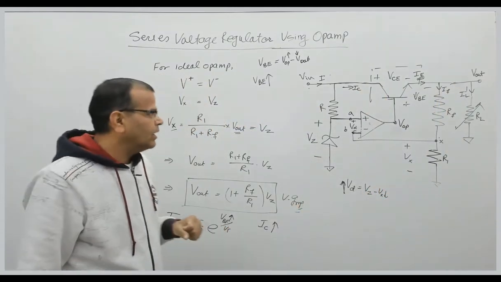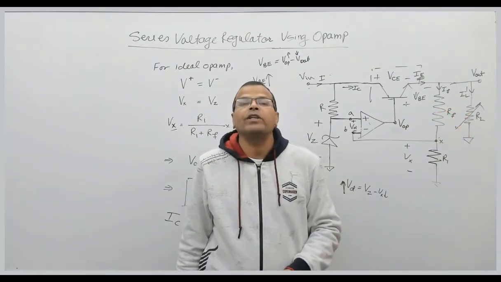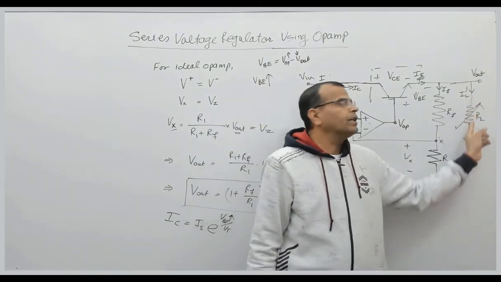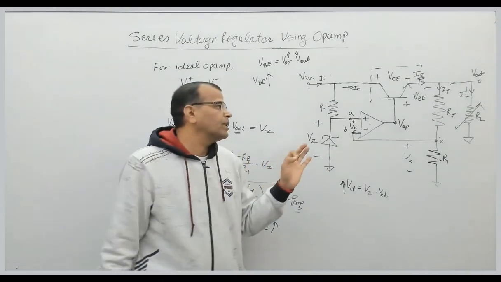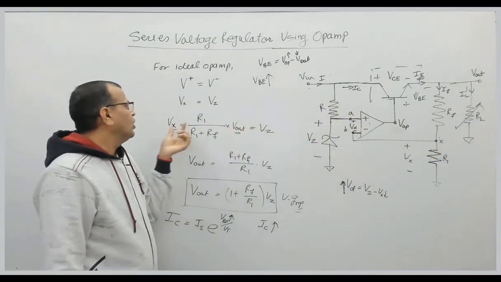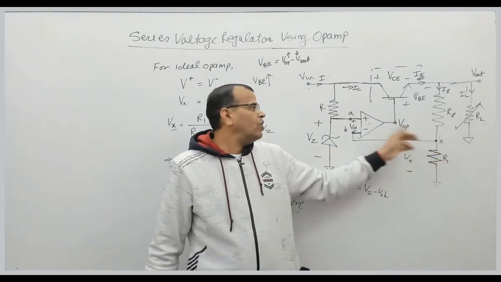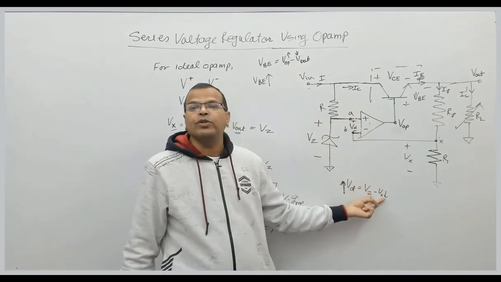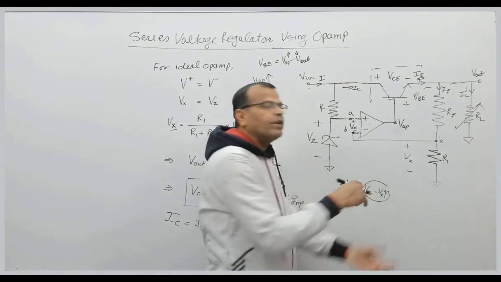Take another case. Suppose your load voltage is increased. How can it increase? Either because of increase in supply voltage or because of increase in load resistance. So suppose voltage across load is increased. If voltage across load is increased, that means V output is increased, your voltage at node X will increase. If voltage at node X is increased, your differential input voltage will reduce. Why? Because voltage at node X is increased, so overall the difference will reduce.